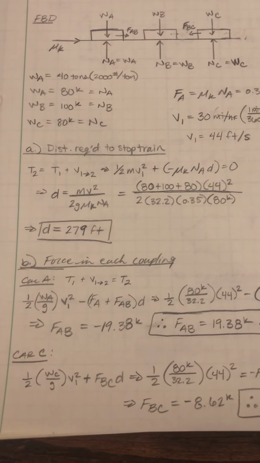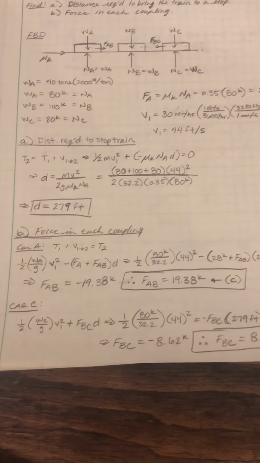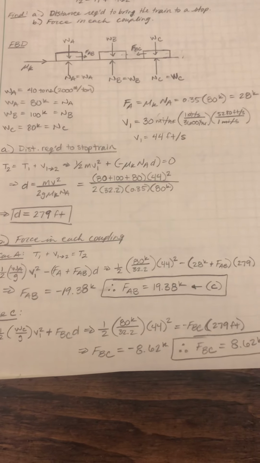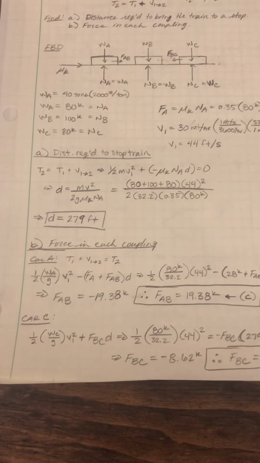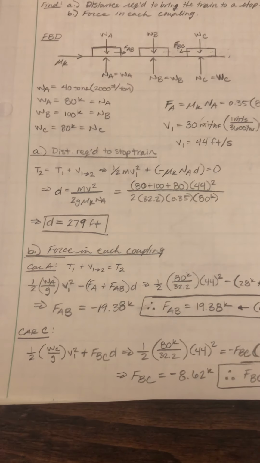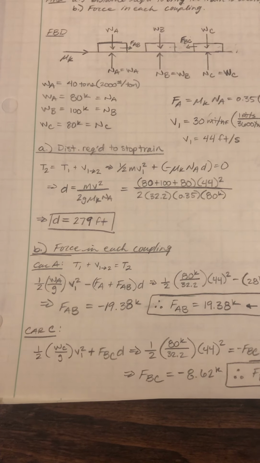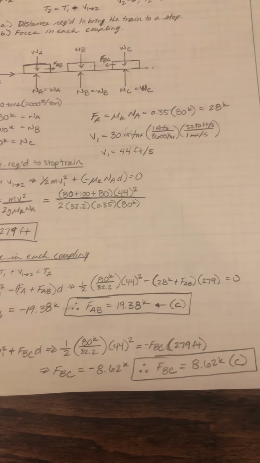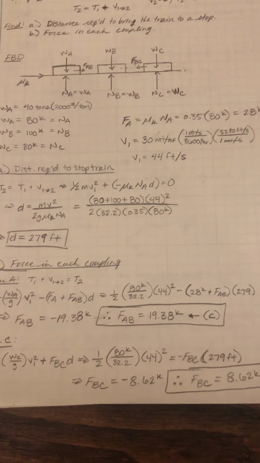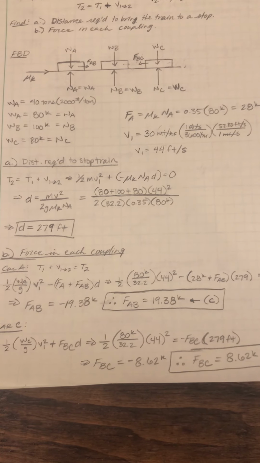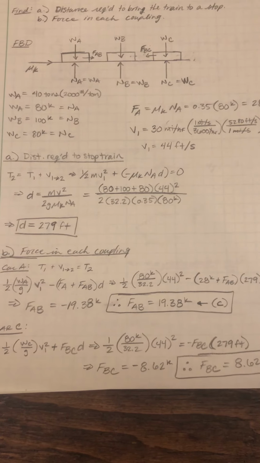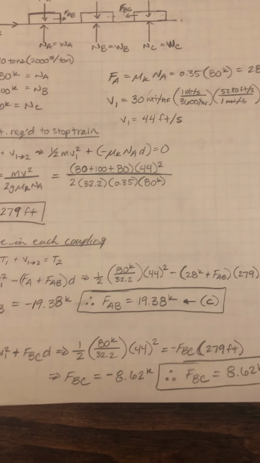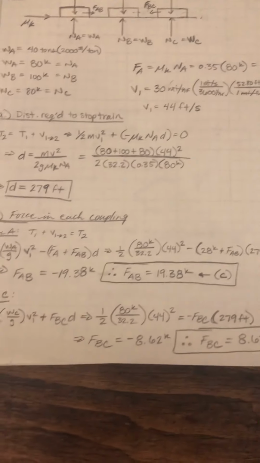Next, finding the force in each coupling. It's a little bit trickier, as there is just a coupling there between A and B and C. Again, using the same equation as we did in part A, plugging in our values and manipulating the equation in the way that we need to, we're able to find that the force at coupling AB is equal to 19.38 kips, which is acting to the left, or in compression.